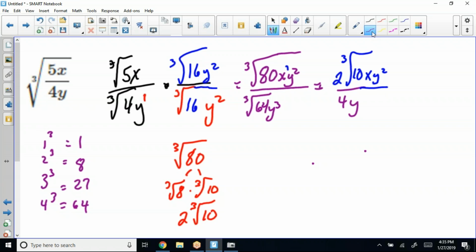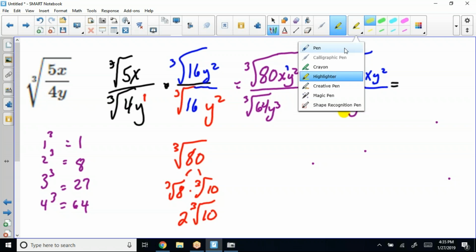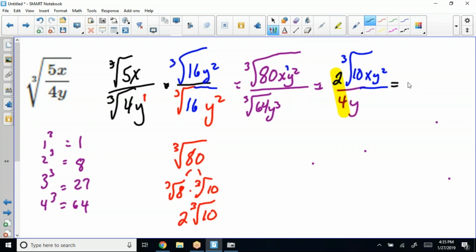And then all I have to do is just simplify this, right? Which will give me the cube root of 10xy squared all over 2y. All right, y'all good with that? Yes. All right. Keep up for just one more second, real quick.